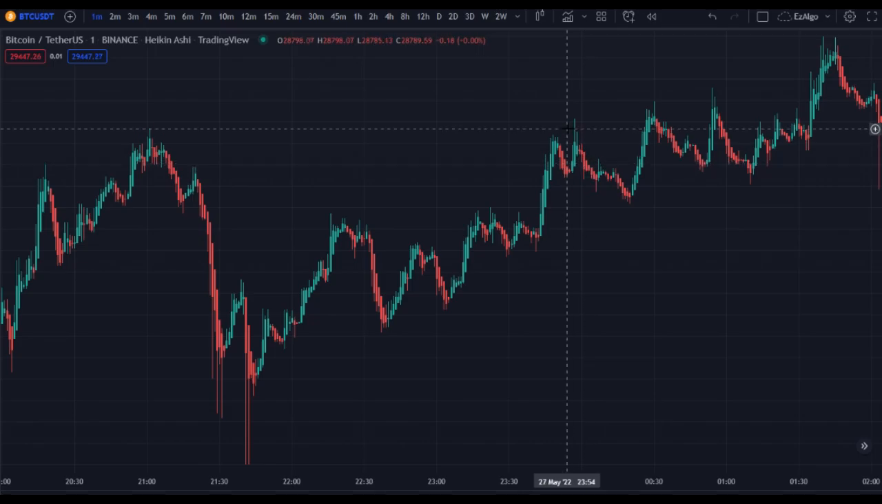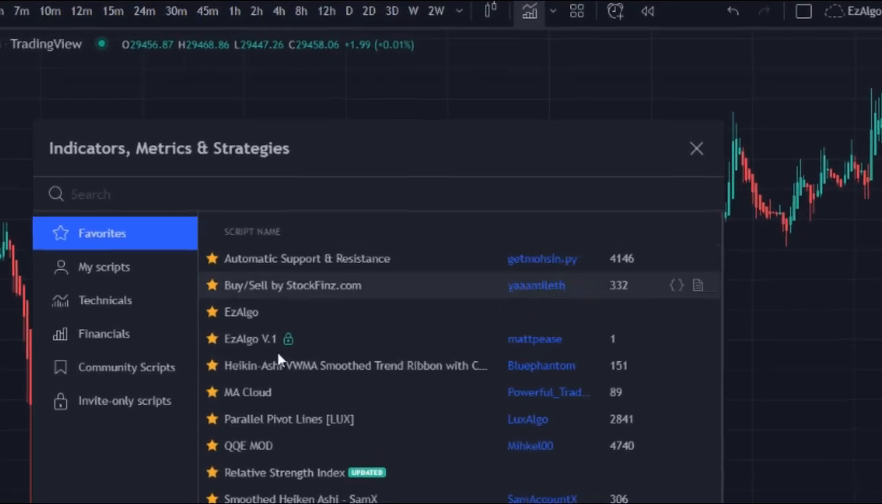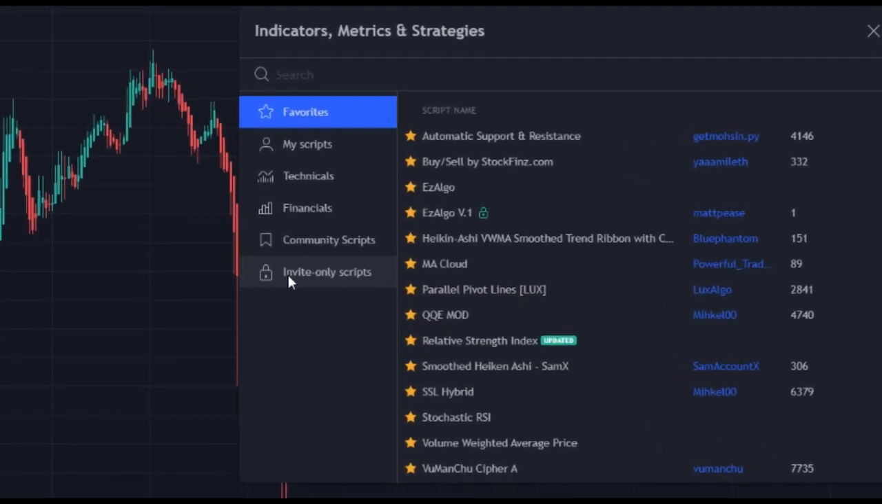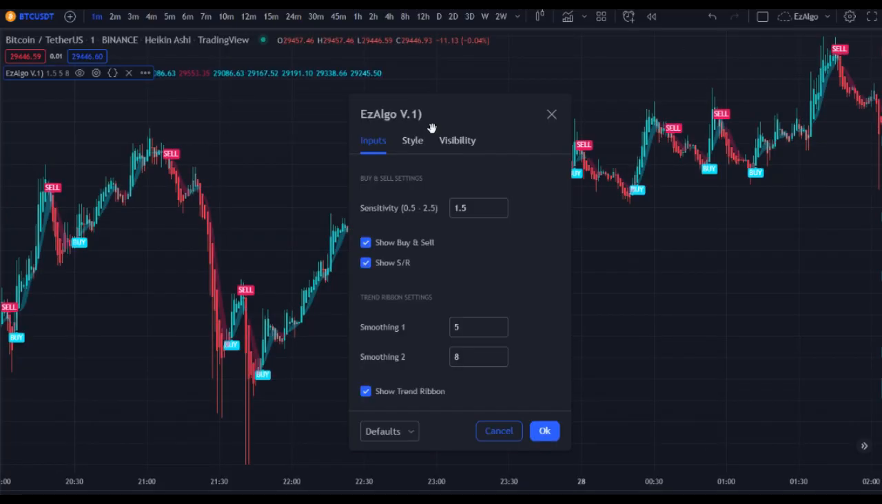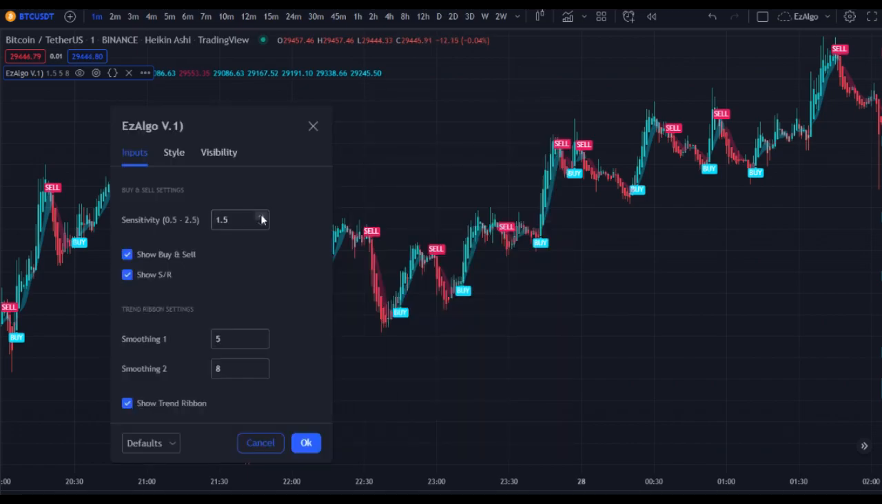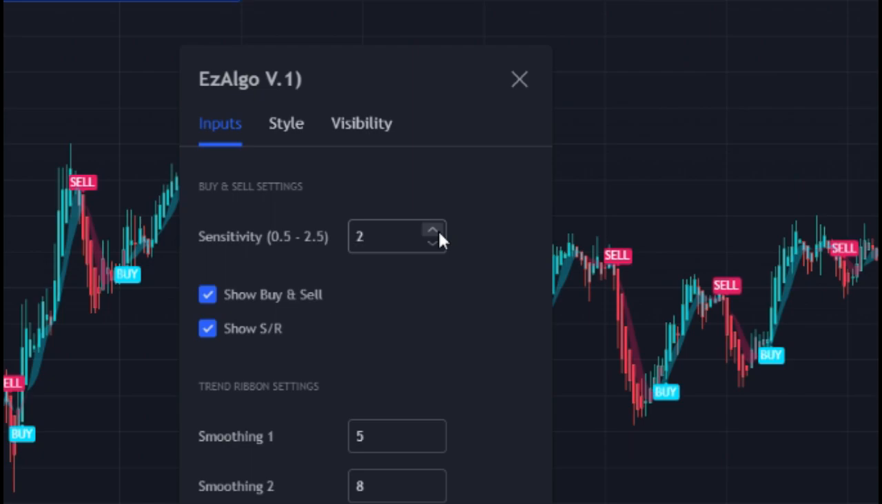So as soon as you get Easy Algo, you're going to come up here to indicators, come over to invite-only scripts, and then click on Easy Algo right here. Now, as soon as Easy Algo is loaded in, you're going to immediately see the buy and sell signals. Now, what we're going to do is change the sensitivity to 2.2.